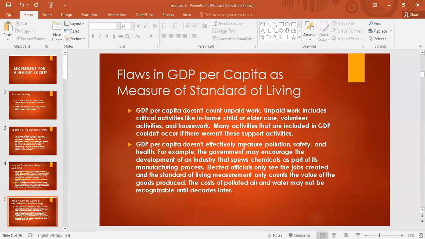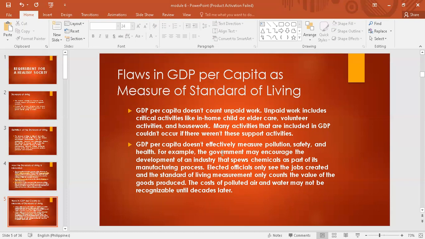What else? GDP per capita doesn't effectively measure pollution, safety, and health. As we said, GDP has non-material characteristics that are not counted. For example, the Philippines produced $361.47 billion of GDP, but our pollution is very high, or the people in the Philippines are not very safe. We still can't say that our society is healthy.